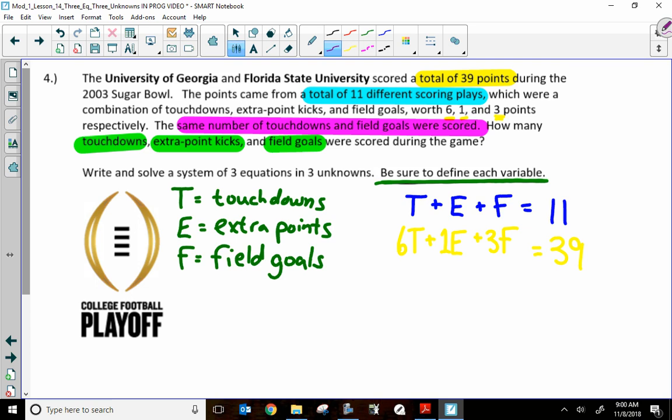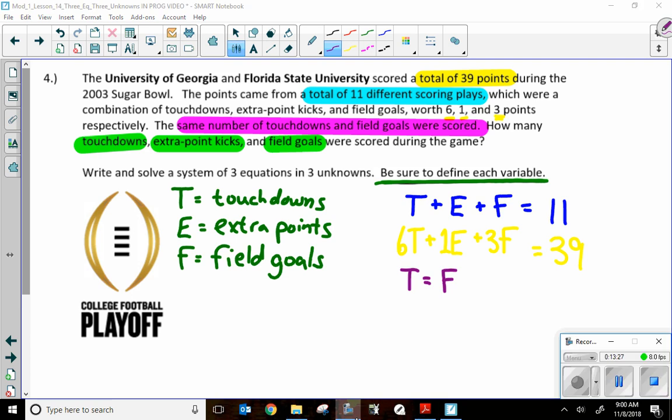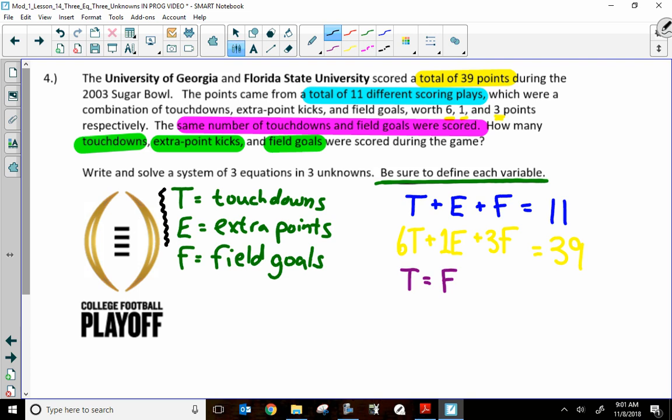So my touchdowns actually equals the number of field goals I scored. All right? So let's really take a look at what we got here. We have our variables we defined. T represents touchdowns. E represents extra points. And F represents field goals.